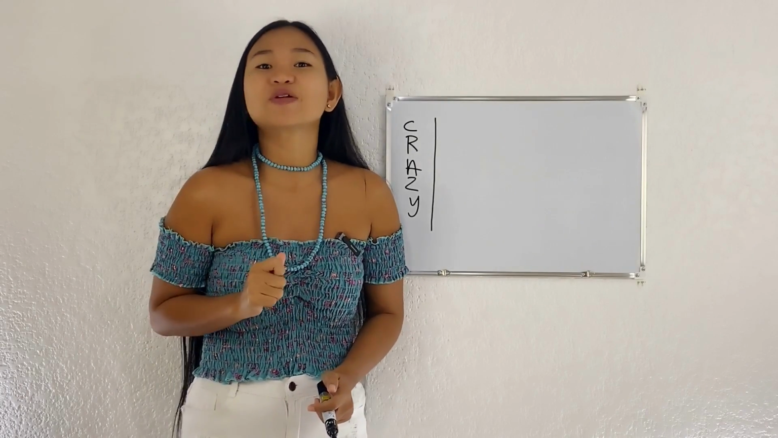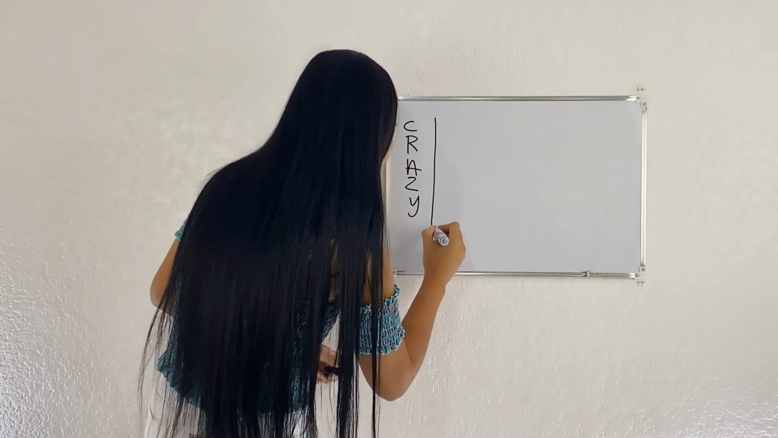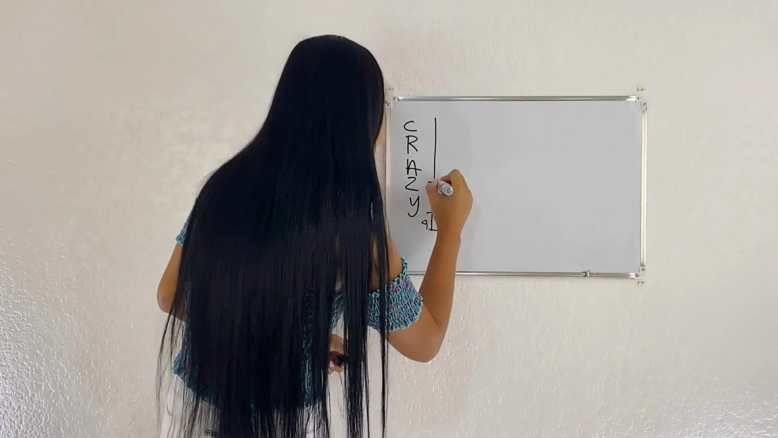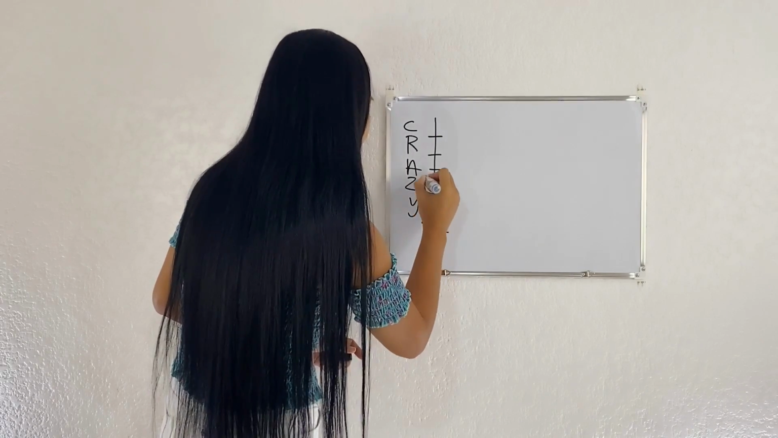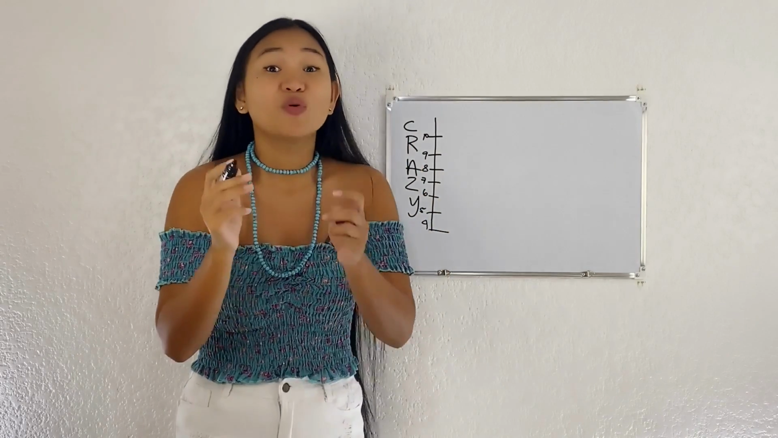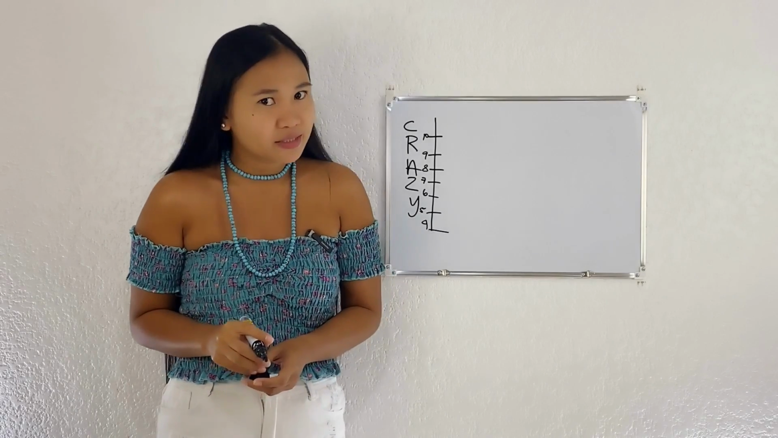Now we're gonna label the crazy axis from 4 to 10. 4, 5, 6, 7, 8, 9, 10. We start with 4 because there's no such thing as a Filipina who's less than a 4 crazy jealous.